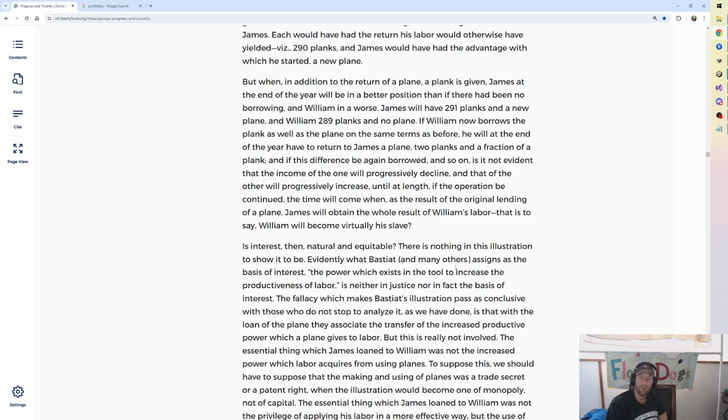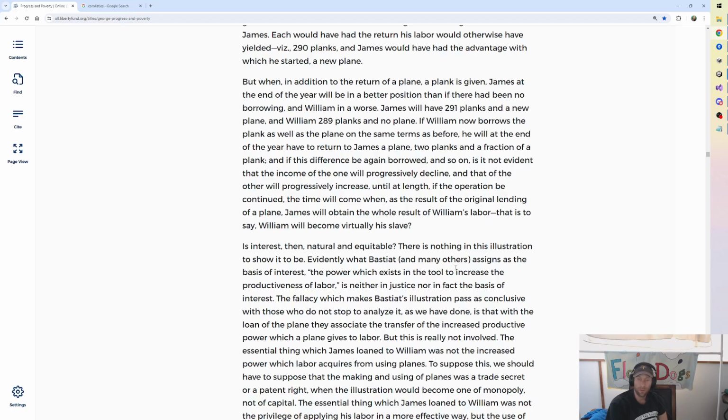The fallacy which makes Bastiat's illustration pass as conclusive with those who do not stop to analyze it, as we have done, is that with the loan of the plane they associate the transfer of the increased productive power which a plane gives to labor. But this is really not involved.